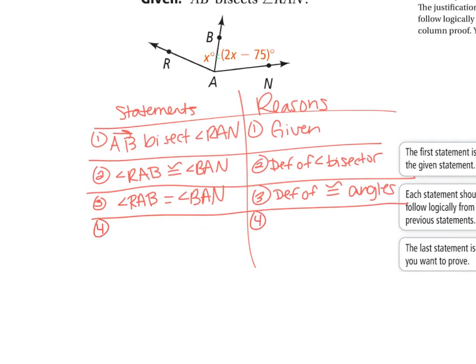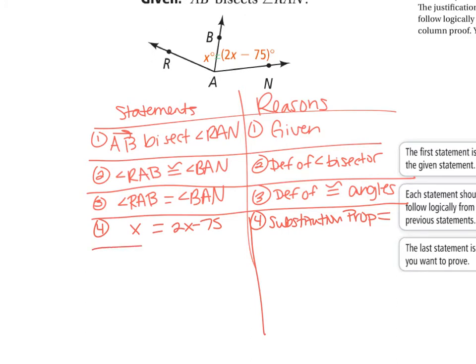Okay, number 4. Now it looks like we have it all set up. Now we're just ready to plug those numbers in. So RAB we said was x. And angle BAN, they tell us, is 2x minus 75. So what did I just do there? I plugged it in, or I used the substitution property of equality.